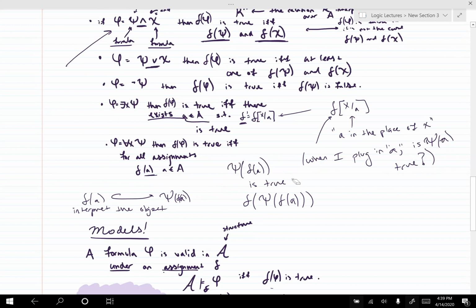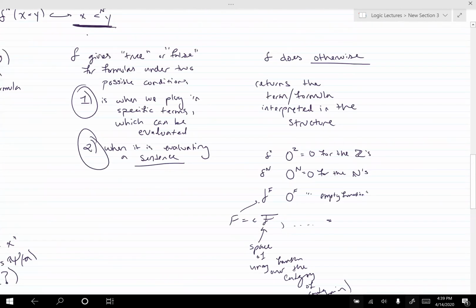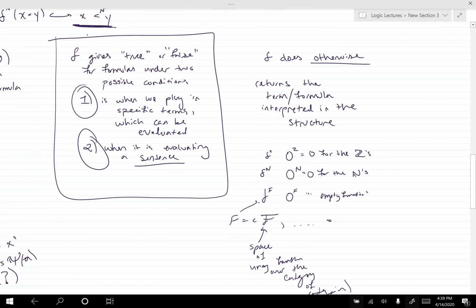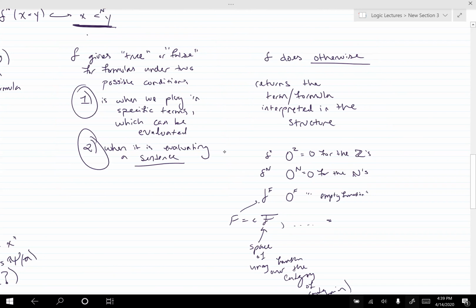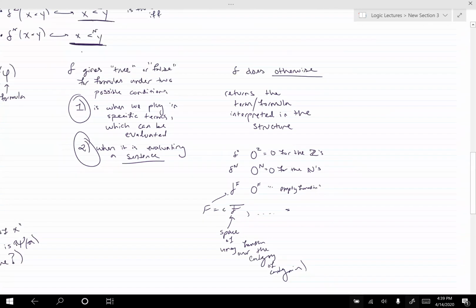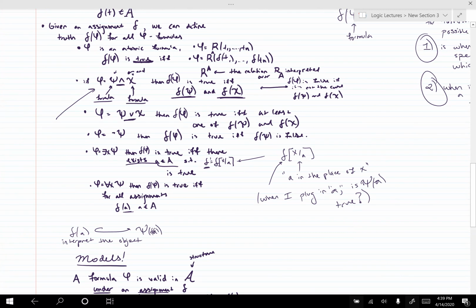The important thing here is to realize this is what matters. Delta gives true or false for formulas when you plug in specific terms when you're evaluating a sentence. And otherwise, it just gives you the interpretation, like X is less than Y, but delta tells me I know that I'm talking in Z. I know that X and Y have to be integers. Fantastic. We're not really going to be using delta that much at all. The whole point, though, and what I'd really like to drive home is that we have very rigorous definitions for how we break down every single formula. And each term and each structure has a specific interpretation, and we can track everything very carefully.